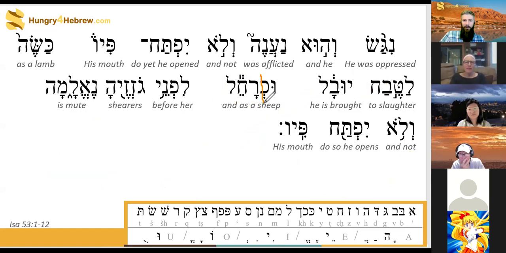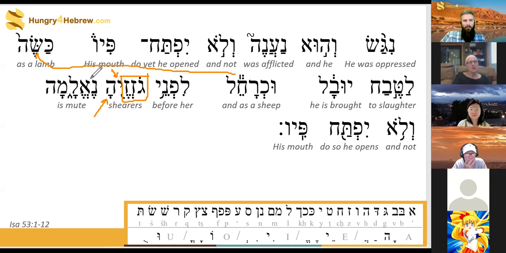But anyway, you get a lot of people in the Bible who are named after animals. Rachel is one of them. Rachel, a sheep. So this is going to be in parallel with 'as a lamb.' Lifnei gozeha. So here's gazaz, to shear. Yod is plural, hey is hers. Her shearers.